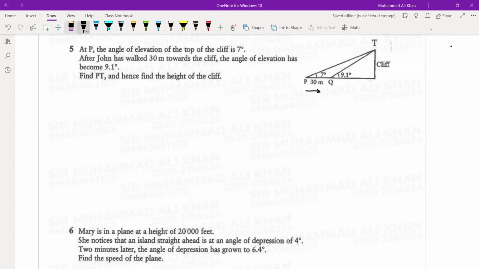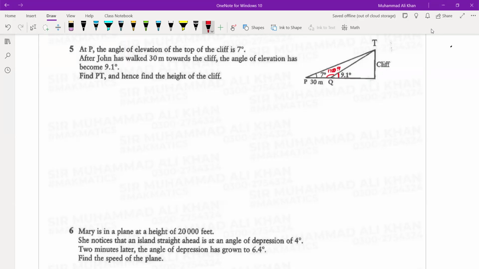अब सुनिएगा बच्चों, this angle is 9.1 given. So what is this angle? Can I say that angle in a straight line is equal to 180? 180 minus 9.1, कितना? 170.9, राइट?